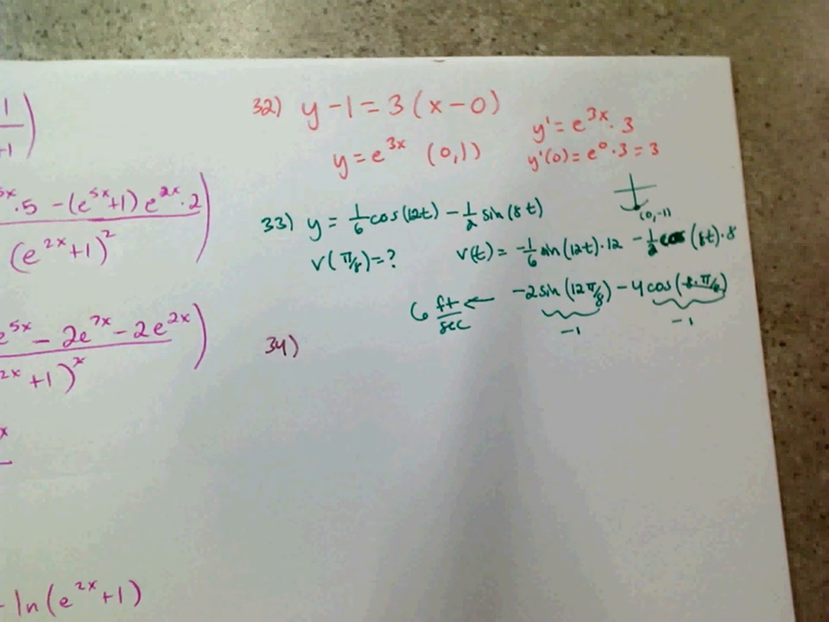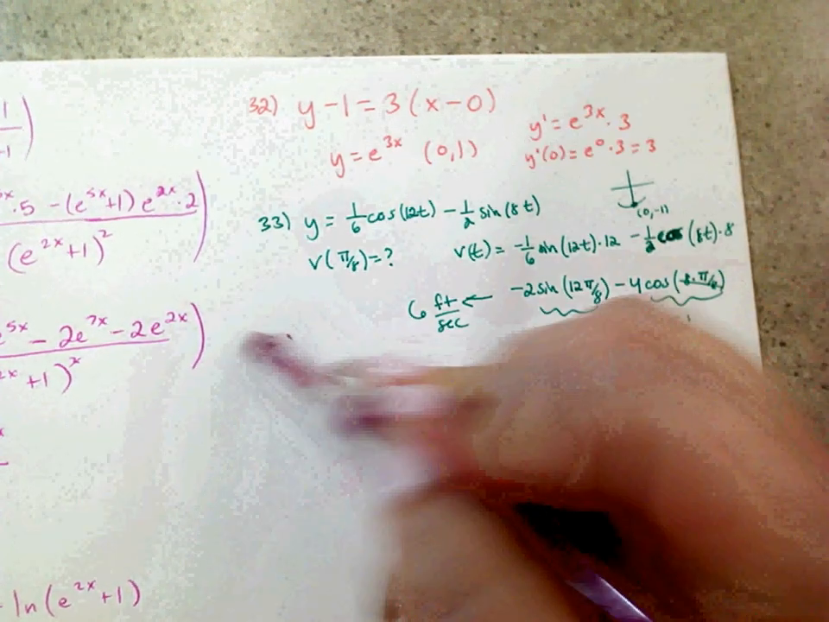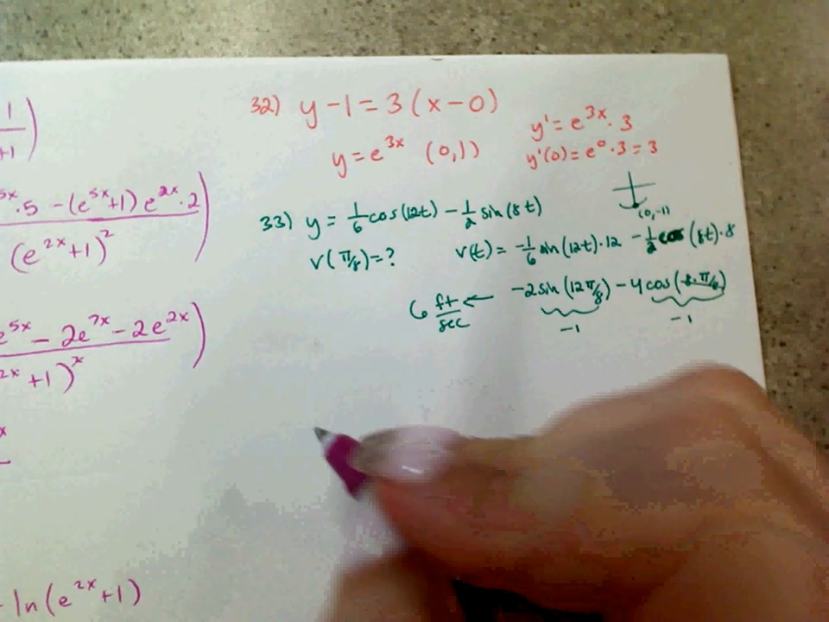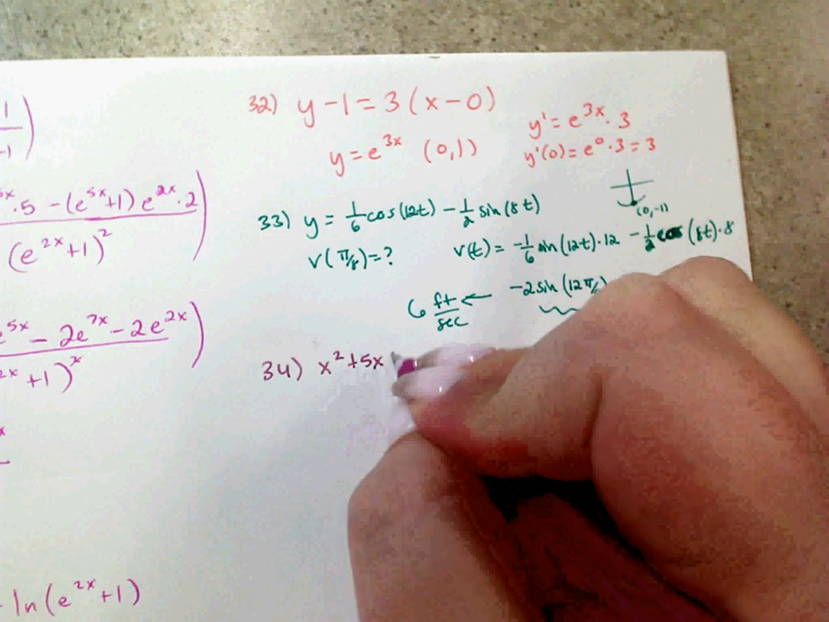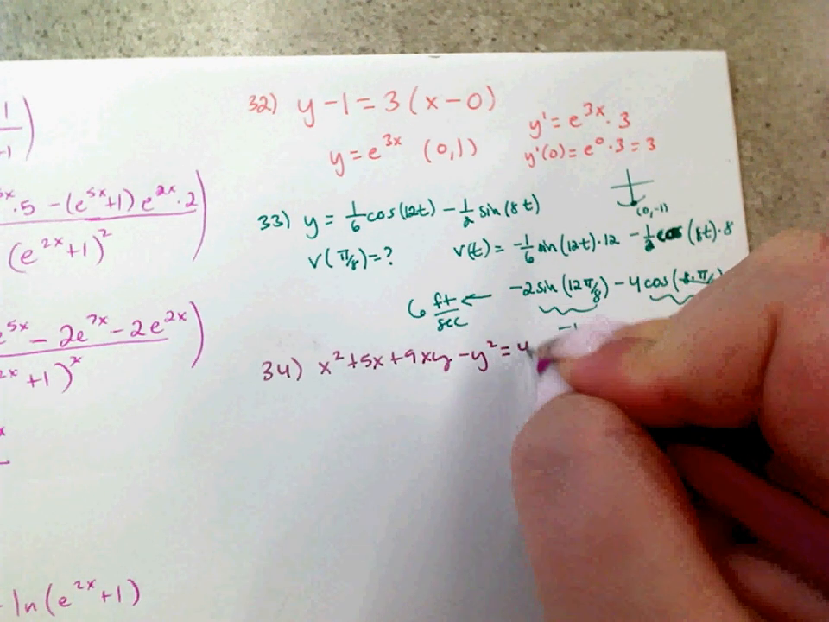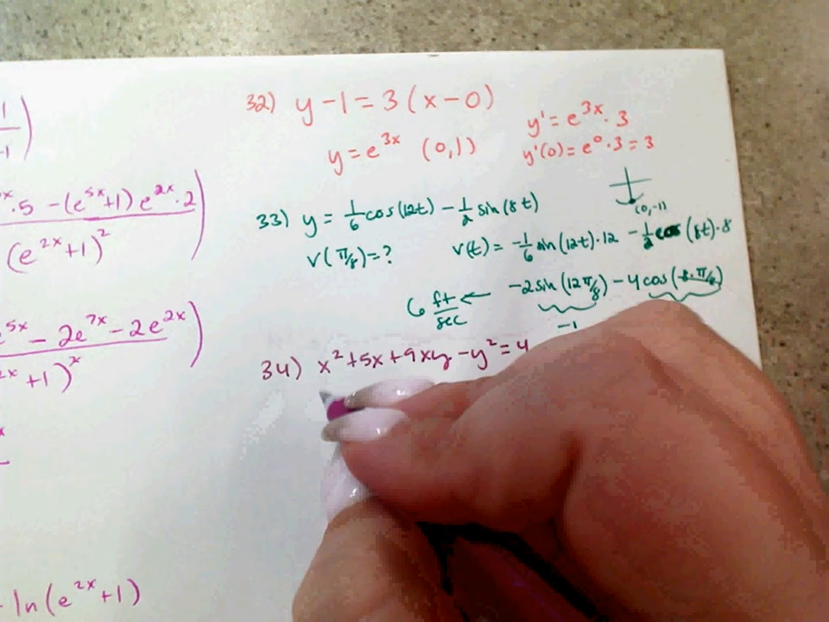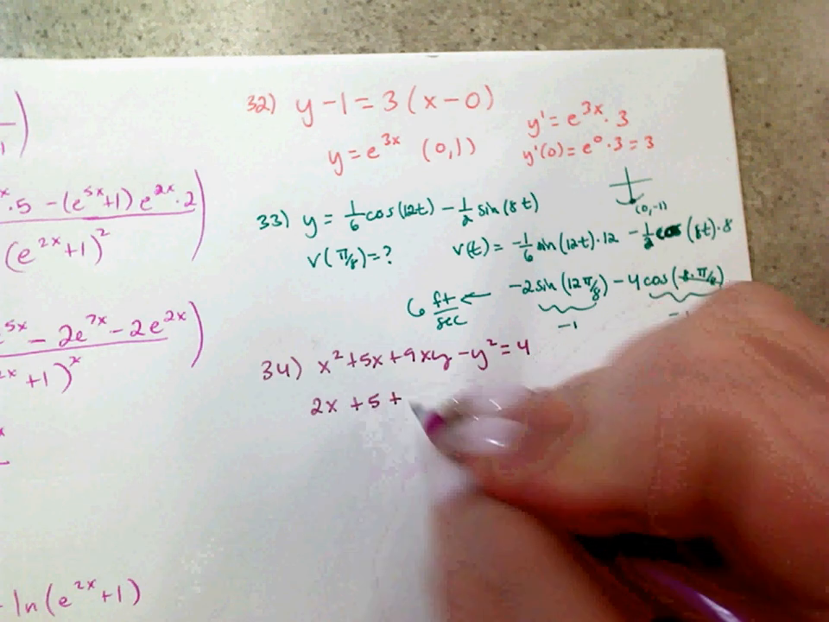Find dy dx by implicit differentiation. So I've got x squared plus 5x plus 9xy minus y squared equals 4. Find the derivative. So the derivative of x squared is 2x. The derivative of 5x is 5. The derivative of 9xy requires product rule.